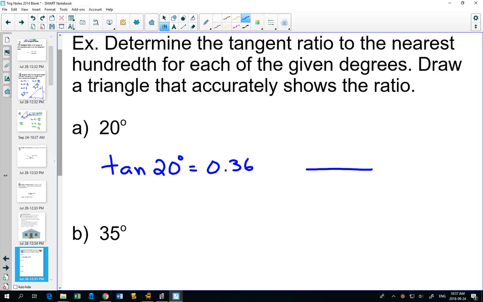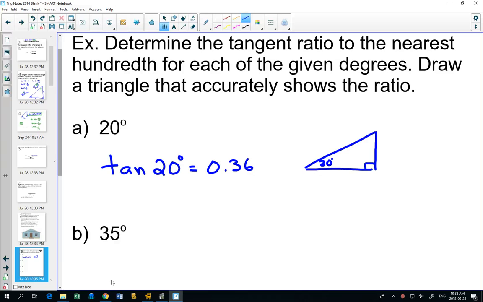And over here, I draw a right angle triangle and I'll try to estimate as best as I can what I think a 20-degree angle looks like. Maybe I drew it a little bit big, but it's not too bad. And on that triangle, you have to label sides that show this.